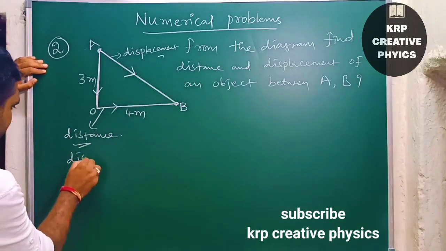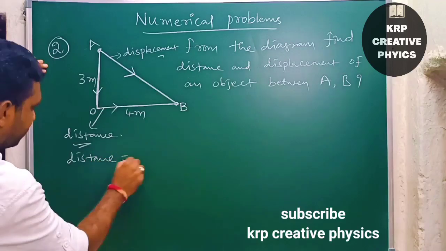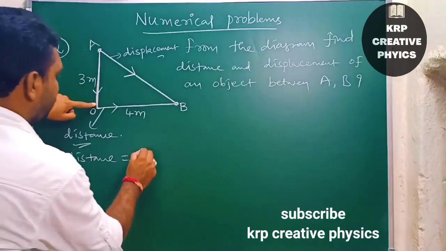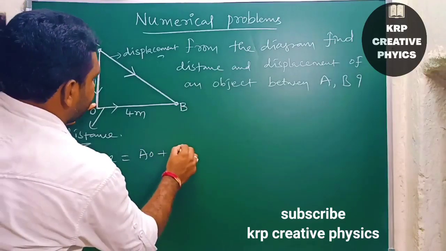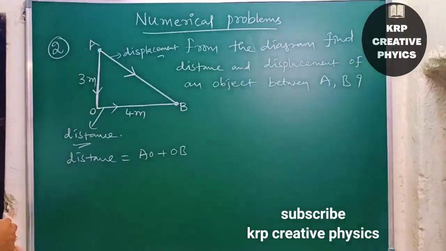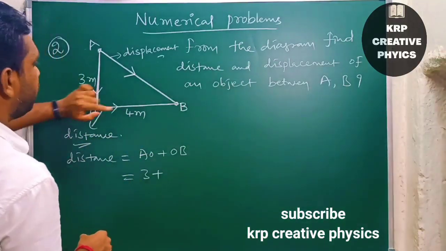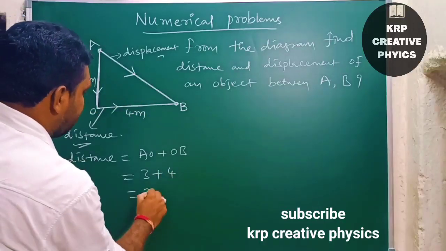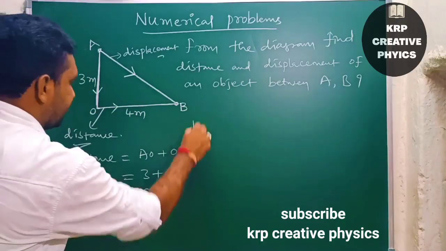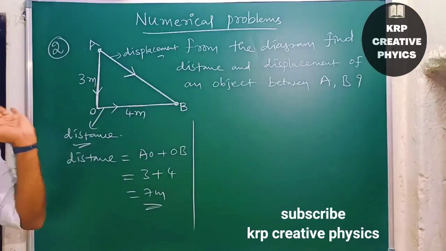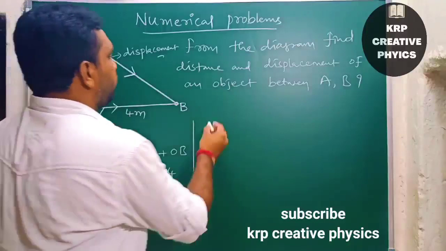Why? Because it is very easily known from the diagram. Distance equal to what here? From A to O plus OB. So the sum of AO plus OB gives this distance. So AO value, how much? 3. And what about OB? 4. 3 plus 4, how much? 7 meters. So that is the distance. It is very clear that 3 plus 4 gives the distance. Nothing more is there in that one. But we need to find displacement.